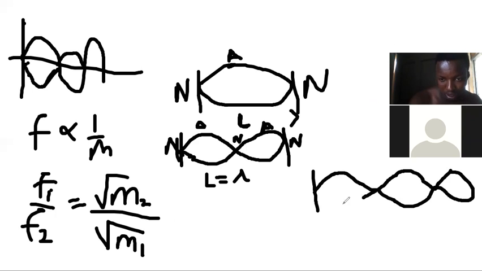Add 1 to it. So for the second overtone we have this, only this is half of a wavelength. Then from here to here is 1 wavelength. So all will become 3 all over 2. So the length in this case is equal to this.